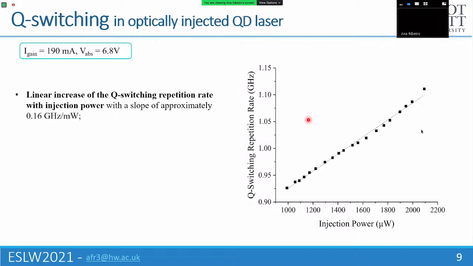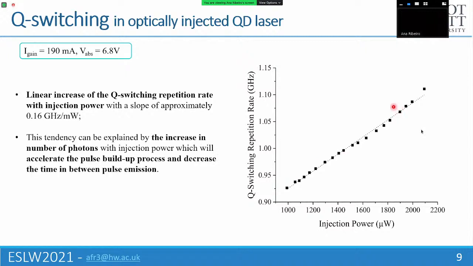Then next, we try to see exactly how the Q switching repetition rate changed with different variables of the optical injection process, starting with the injection power. And we saw that the Q switching repetition rate increases as the injection power increases in a somewhat linear trend. We believe this to be because the increasing number of photons with injection power will accelerate the pulse buildup process and thus decrease the time in between pulse emission, increasing the repetition rate.